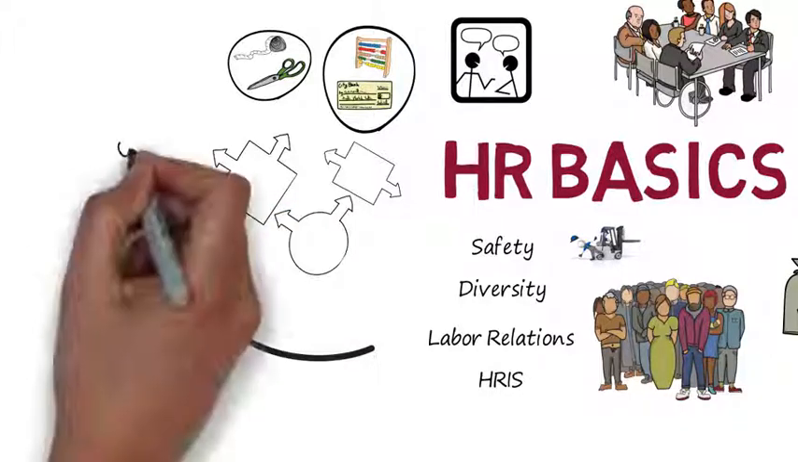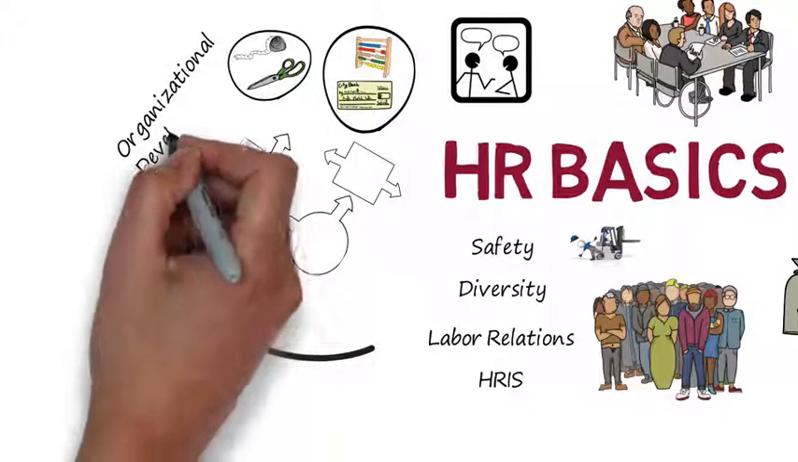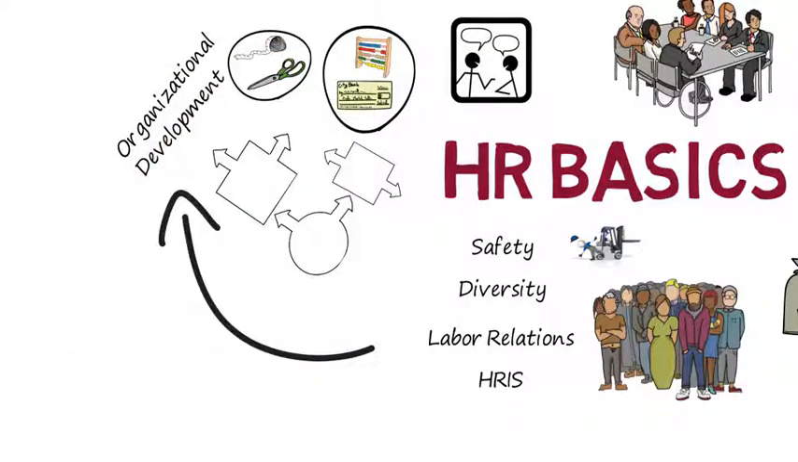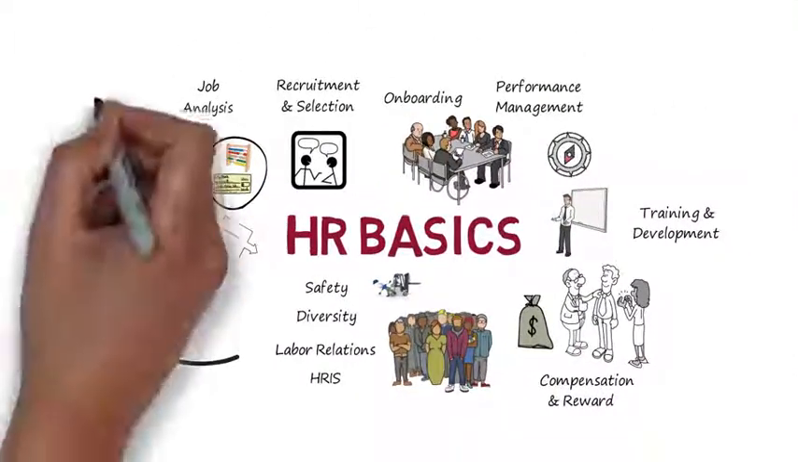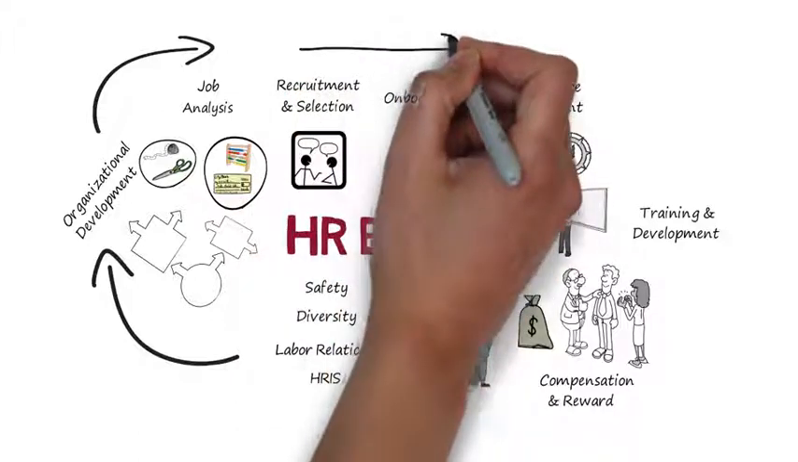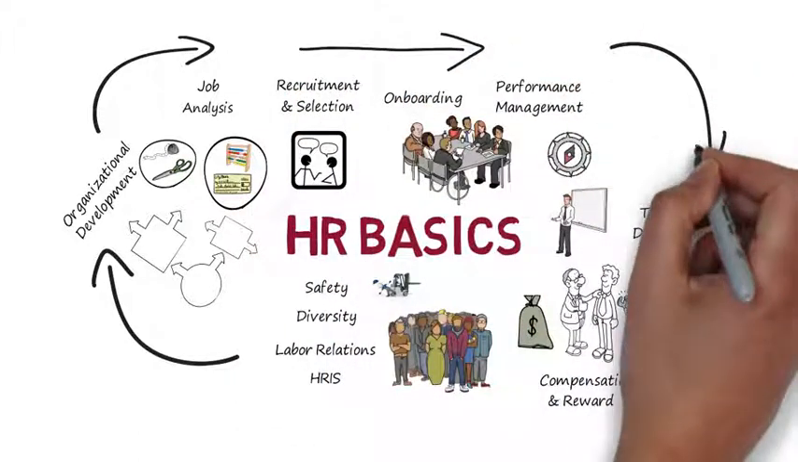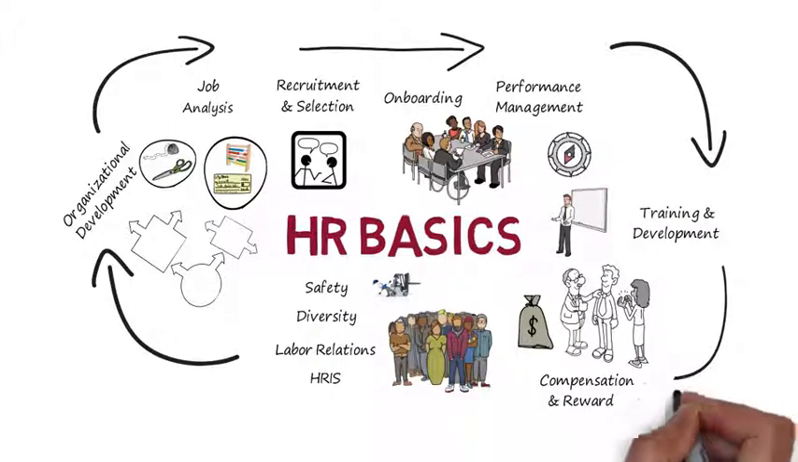But HR doesn't stop here. It should continue to reassess how business is done, how jobs are structured, what's the nature of tasks within the organization. Looking at this is called organizational development. And so the cycle of human resources continues through making sure you have correct individuals who are motivated, engaged, and their performance is managed correctly, and they're rewarded and compensated in appropriate ways.